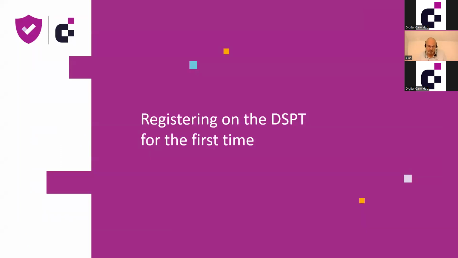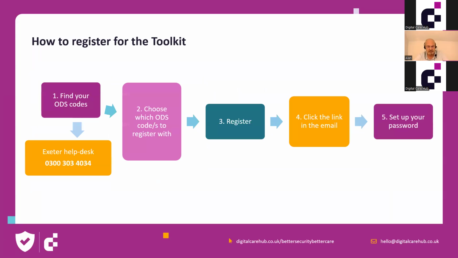And the first step, as we saw in the graph earlier, is registration on the DSPT. And so the first thing you need to do is to register. And in order to register, you need to find your ODS code. All organizations that are registered with CQC will have an ODS code. And that's used by the NHS to provide each health and social care organisation with a unique identifier that means that they are bona fide and that they are registered with CQC.